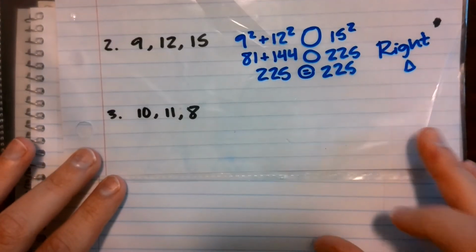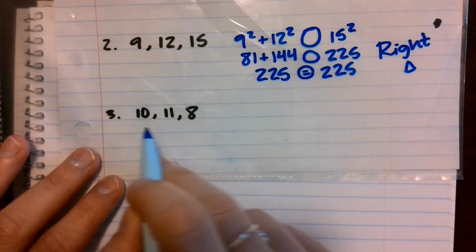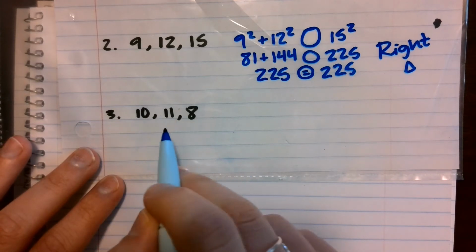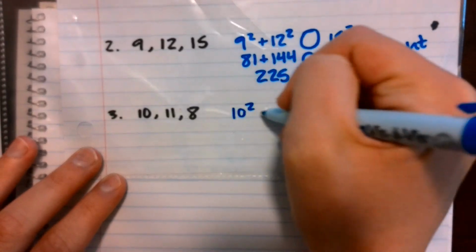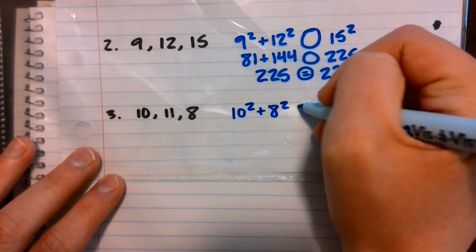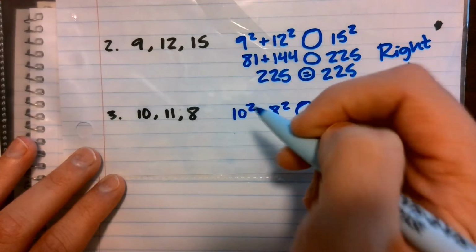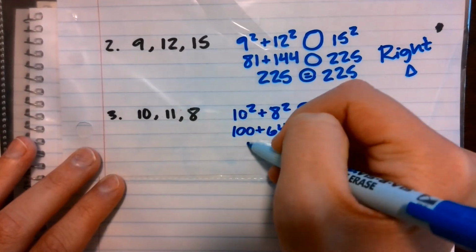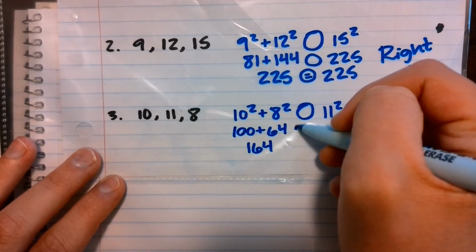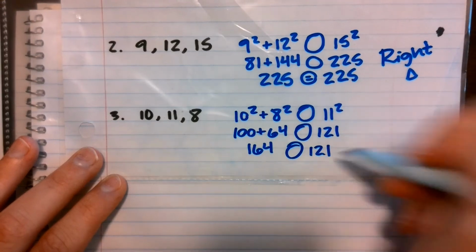So our last example, we've got 10, 11, and 8. Be careful on this one because they're not in numerical order. So that 11 is actually the largest. I don't think you guys will be tricked by that. Very smart. So set up the same. Our 100 plus 64 is going to be 164. And then compared to 121.